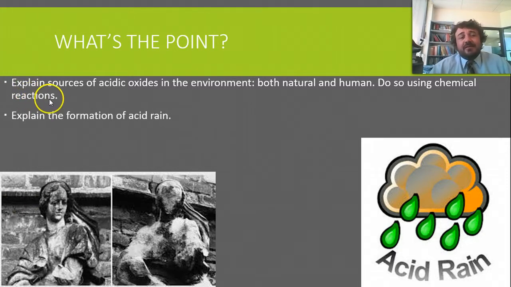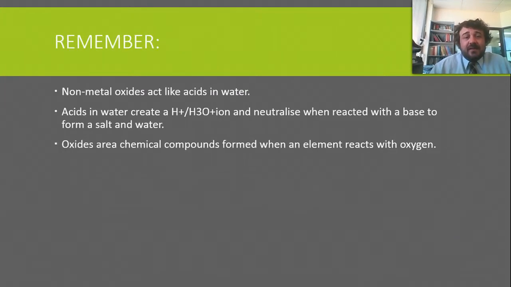So we want to be able to explain the sources of acidic oxides in the environment, both from natural and human or industrial sources, and you want to do it using chemical reactions. You also want to be able to explain the formation of acid rain. Okay, so there's a lot in there. It seems like a little bit, but there is a lot there.